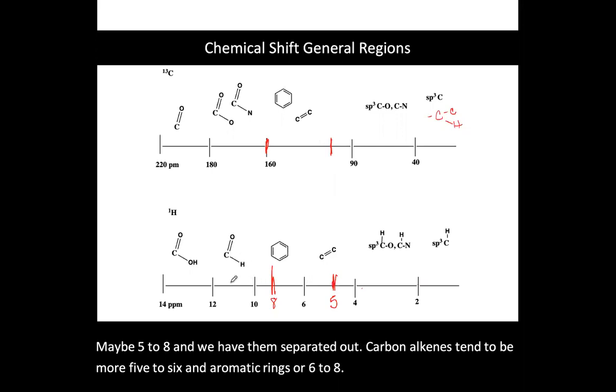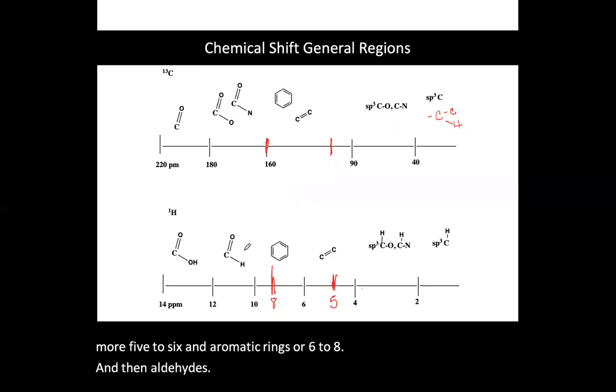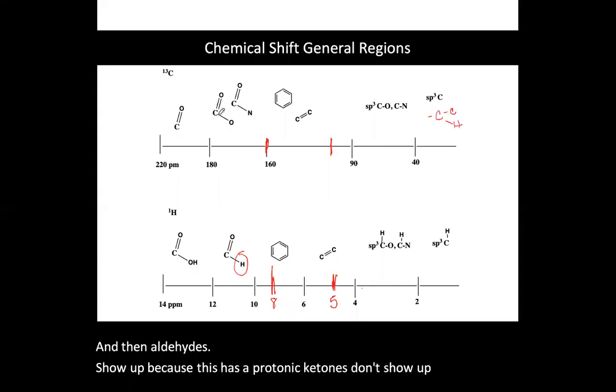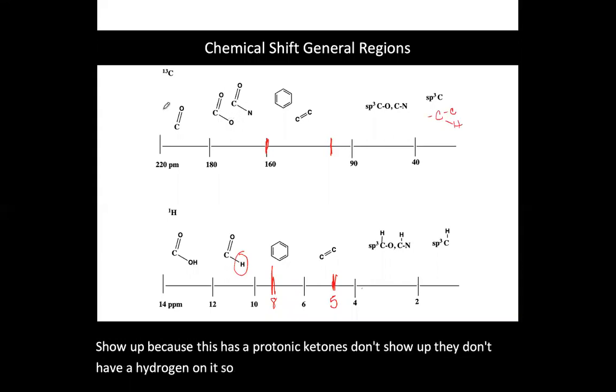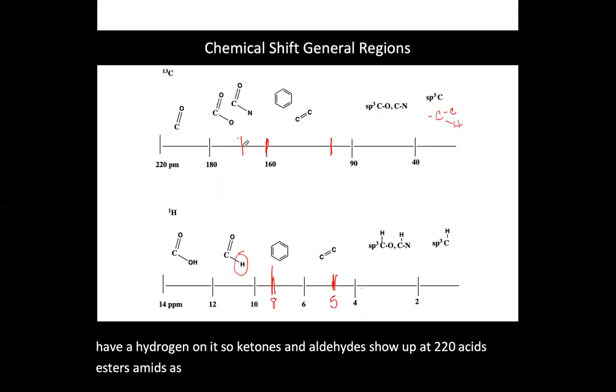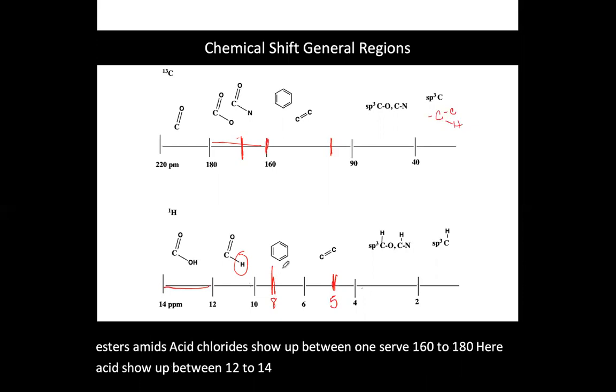And then aldehydes show up because this has a proton on it. Ketones don't show up, they don't have a hydrogen on them. So ketones and aldehydes show up at 220 in carbon. Acids, esters, amides, acid chlorides show up between 160 to 180. Here, acids show up between 12 to 14, aldehydes 10 to 12. And there's some overlap in these.